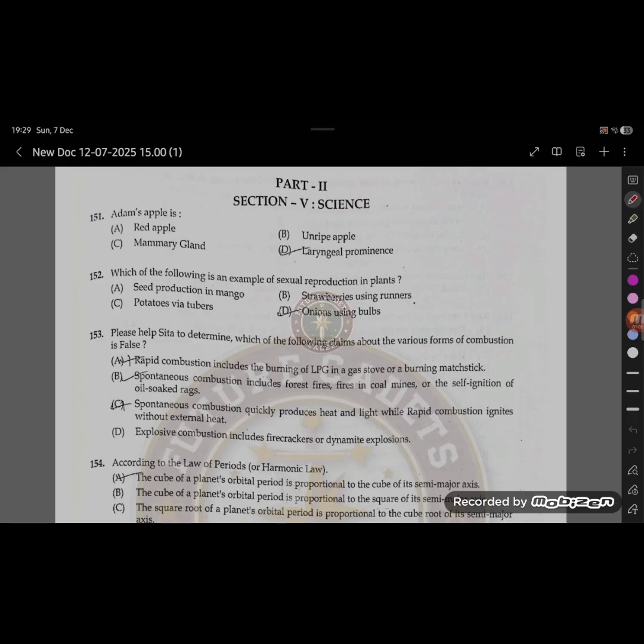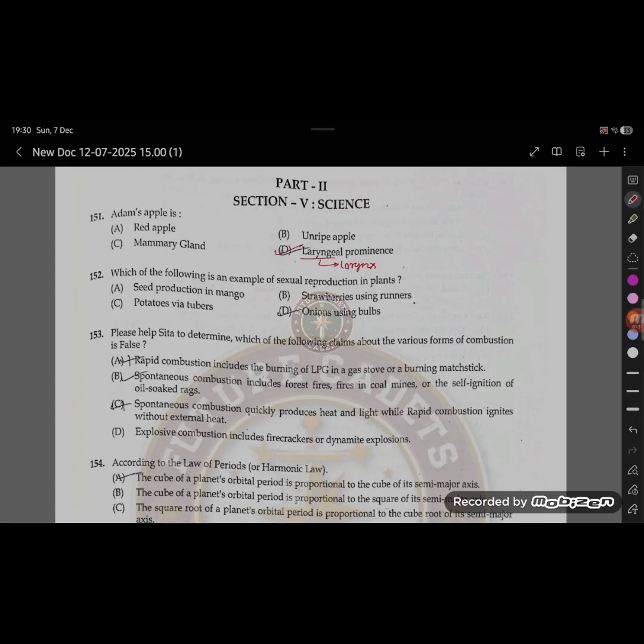Do we all know what Adam's apple is? That is a bulge in our throat, which is visible in boys, not visible in girls, and that's why it is a laryngeal prominence. Laryngeal means your larynx. So this is your answer. It's not a red apple, not an unripe apple, neither your mammary gland.